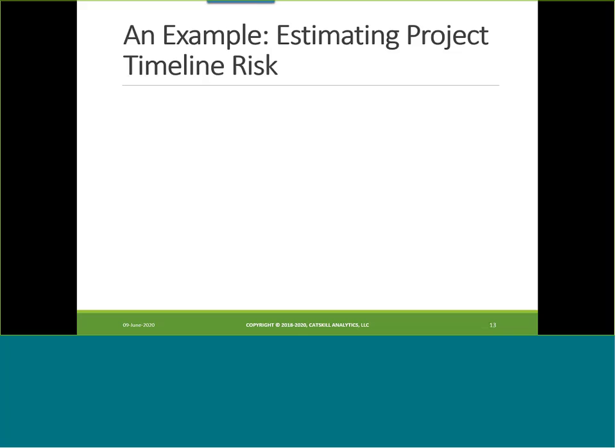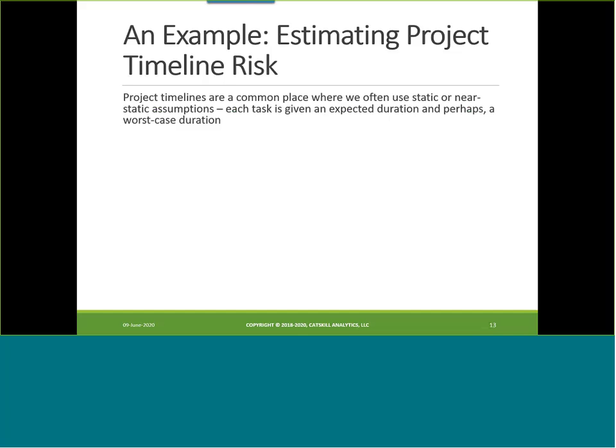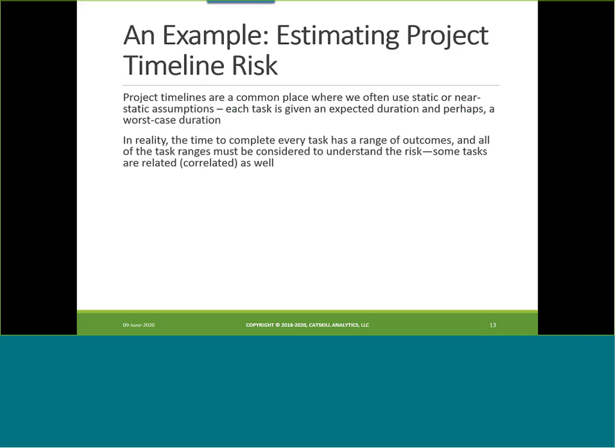So let's look at a different kind of example, because this is something that I think a lot of folks probably deal with on a regular basis, and that's estimating project timeline risk. Project timelines are a common place where we often use static or near static assumptions. The critical path through a project timeline is a pretty standard approach that a lot of folks use. Each task is given an expected duration and perhaps a worst case duration, and we look at the critical path.